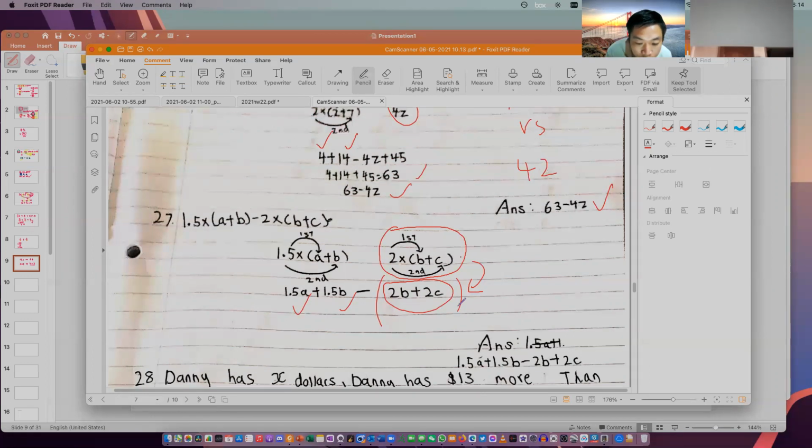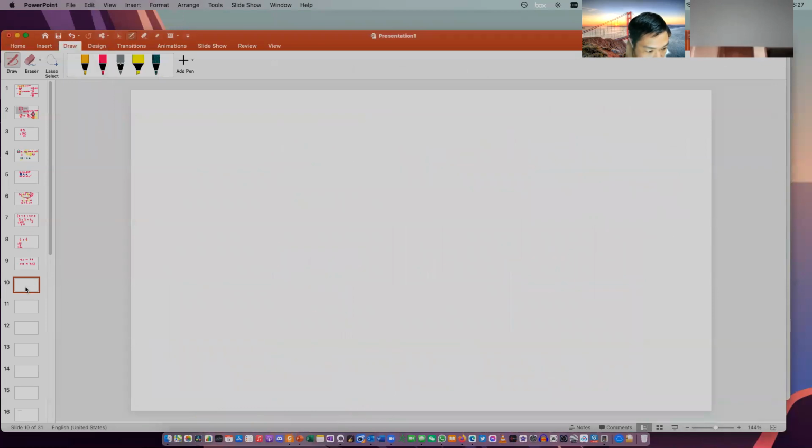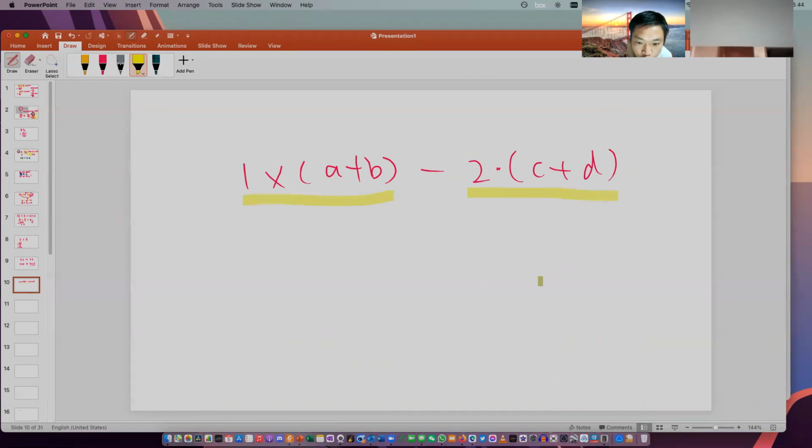Yeah. Okay, good. So over here, actually, I purposely gave you this question. Over here, you don't have the bracket. Let me tell you the importance of the bracket. Okay, so let me start off with this. So let's say you have 1 times a plus b minus 2 times c plus d. Okay, so this question is important. First thing first, you have the first part and then you have the second part. And these two parts are separated by a minus sign. Am I right?